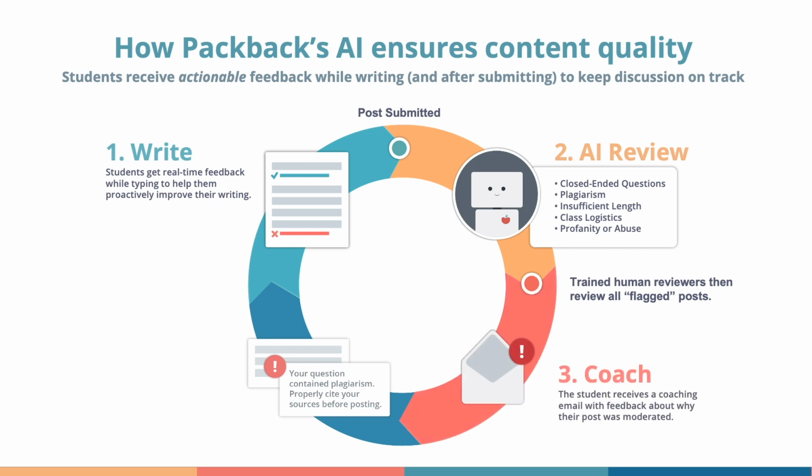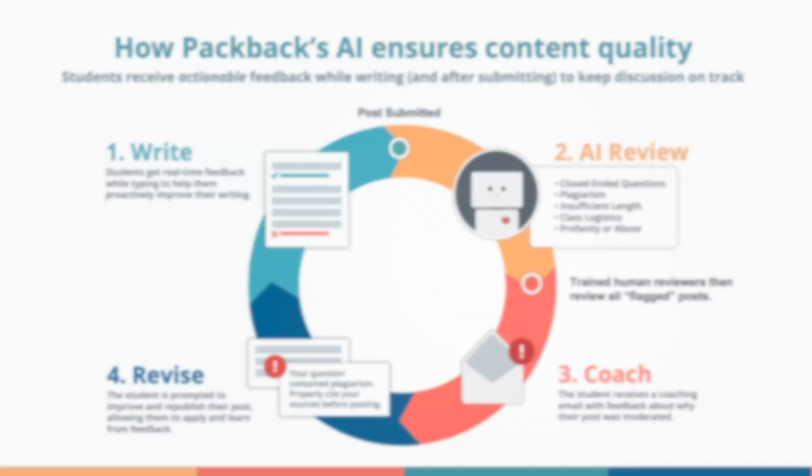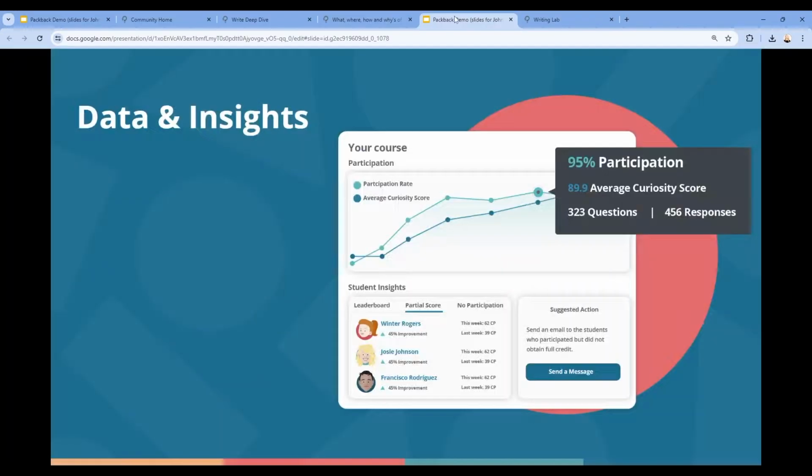If content is flagged by the AI moderation, it's double-checked by a team of human moderators. Students will get a coaching email to revise and republish their work. This ensures they receive full credit upon completion of the feedback and revision loop. The automation of these processes helps ensure faculty have even more time back to focus on the content produced by the students. Packback also provides high-level tracking data and insights for both questions and deep dives.